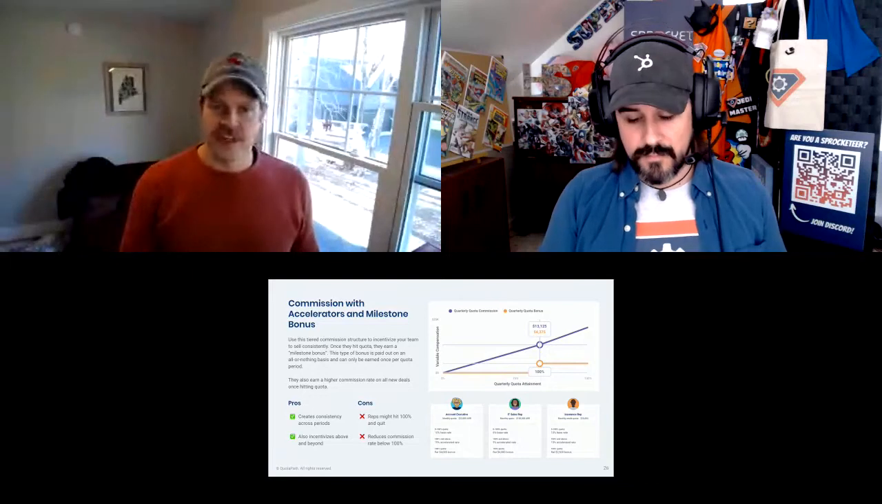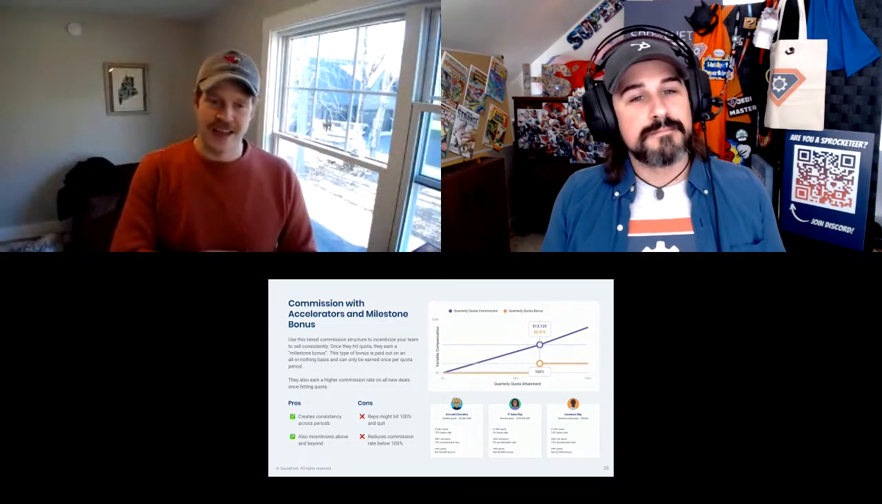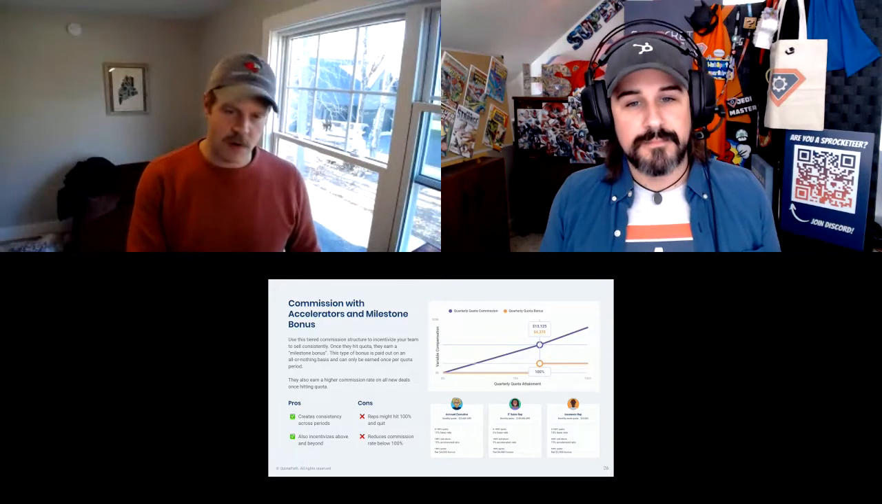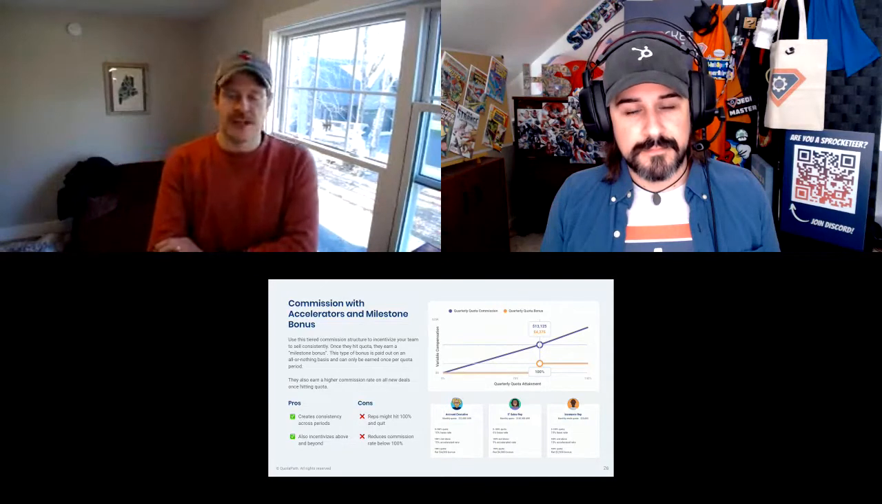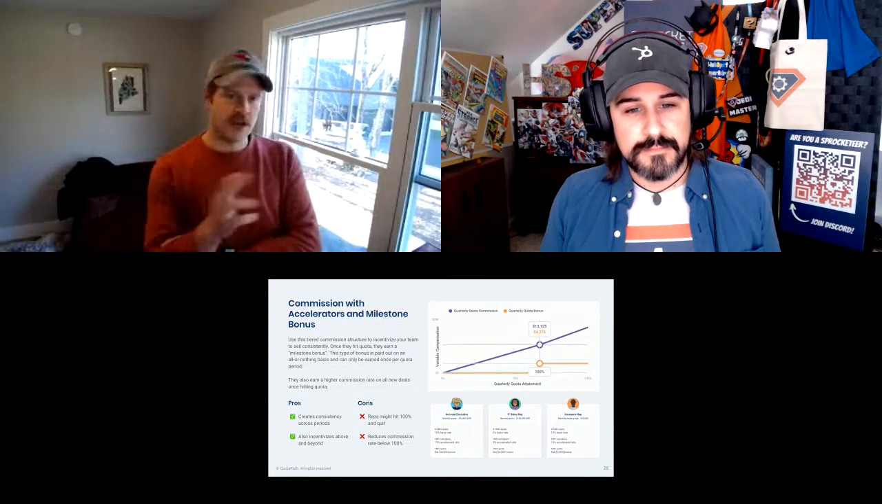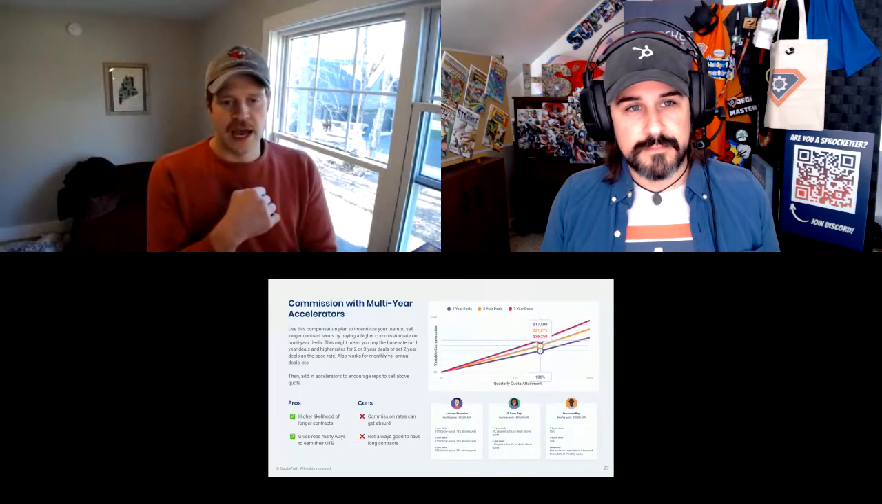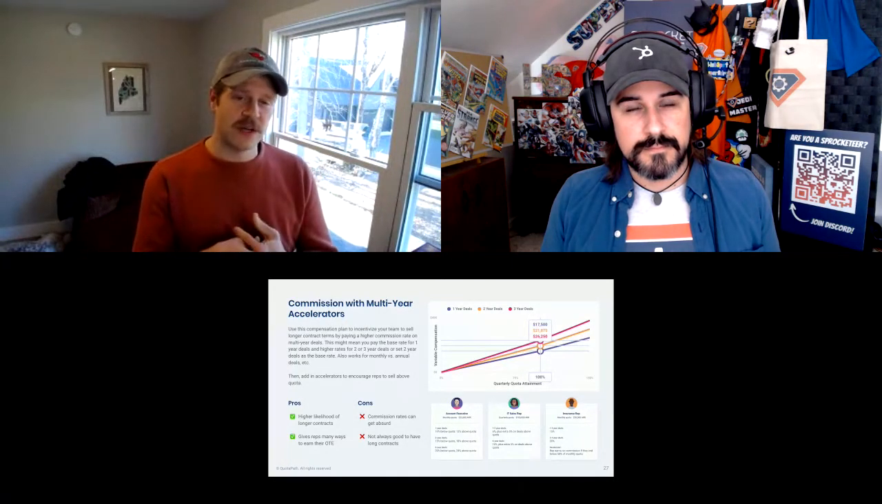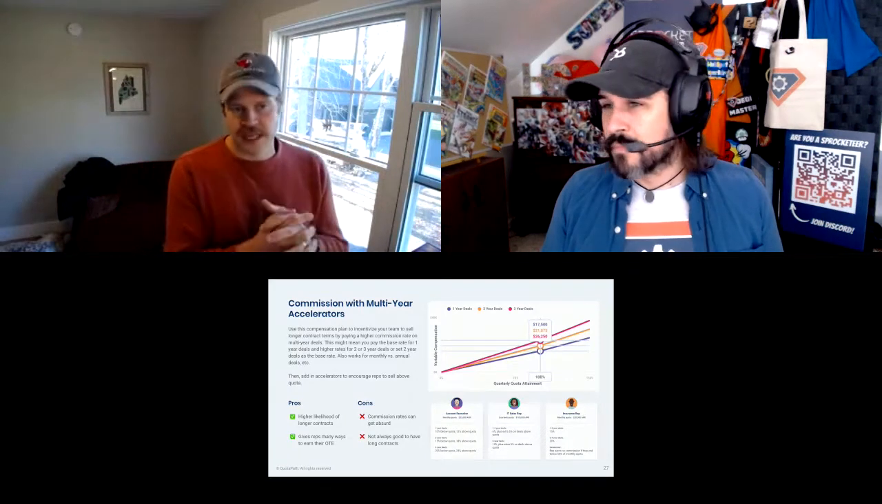Commission with multi-year accelerators. This is the last one that I'm going to highlight. Again, I'll flip over to comp.QuotaPath. You can see all of them, but we're going to talk about commission with multi-year accelerators. As we saw, almost half of organizations pay more for 2-3-year deals. That also includes organizations that pay less for month-to-month deals, or 6-month deals, or things like that.